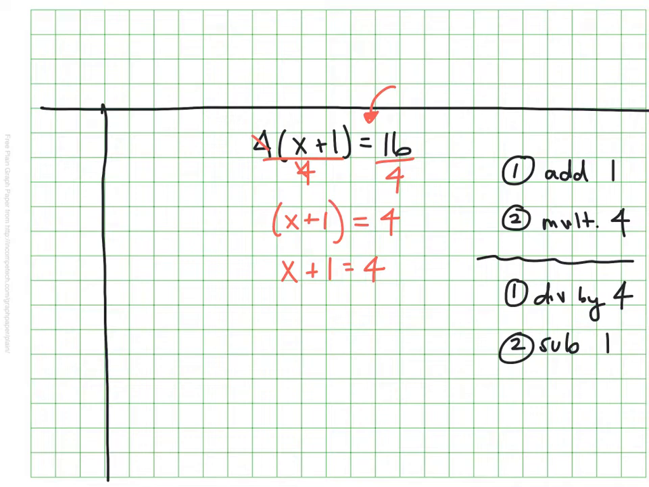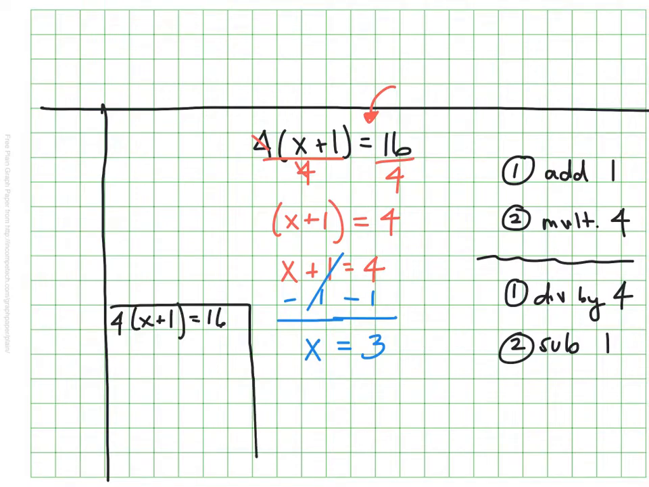The next step is to subtract 1, which leaves me with 3. But I have to keep things balanced. So I'm going to subtract 1 on the other side. And of course, those cancel each other out. I would just get x equals 3. The gift inside was 3.